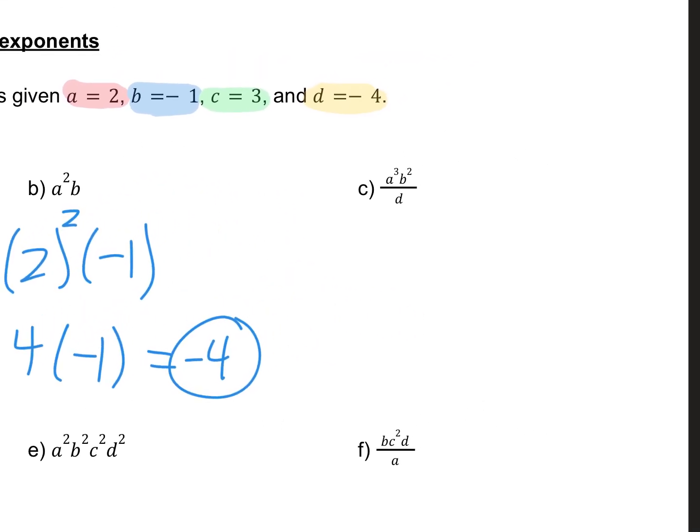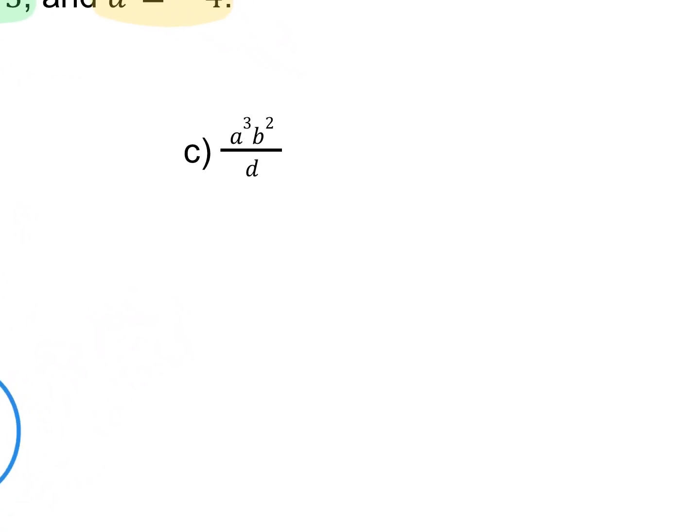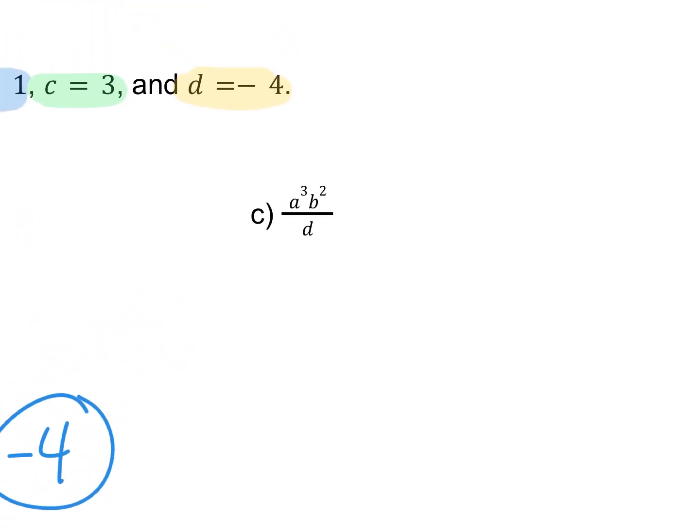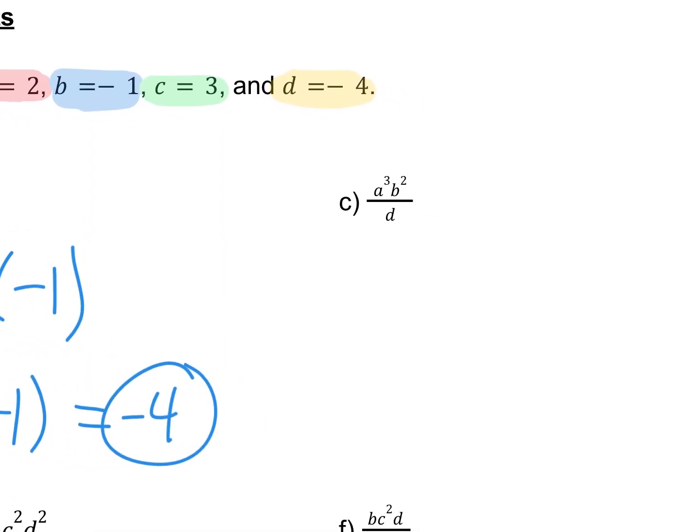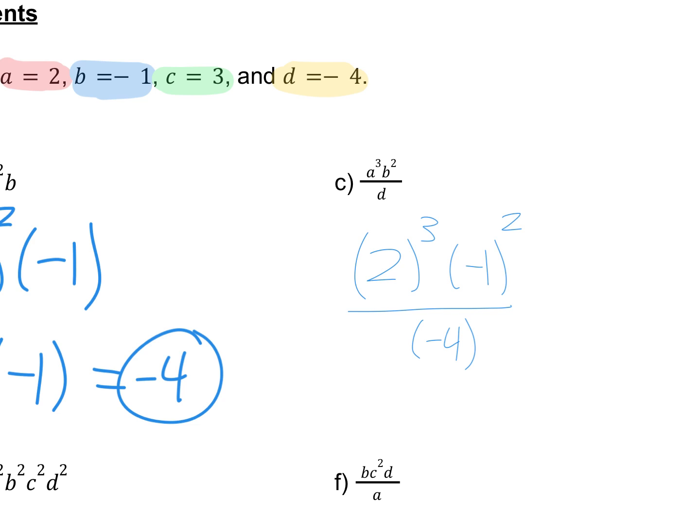All right. Let's keep going. For example C, now I see A, B, and D variables. So I need to make sure I know what those values are. So A, we know, is 2. So I'll substitute that in. And we're going to be taking that to the power of 3 in this expression. Then we have the variable B, which is -1, and we're taking that to the power of 2. And then D is in the denominator, and that is -4. There's no exponent applied to D, so we don't need to worry about that one.